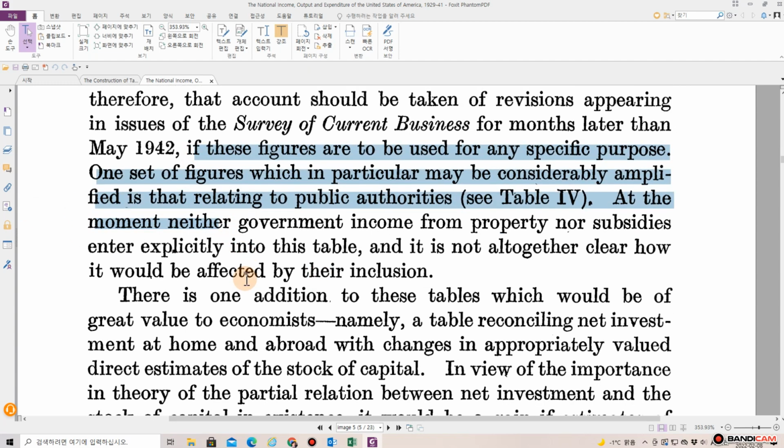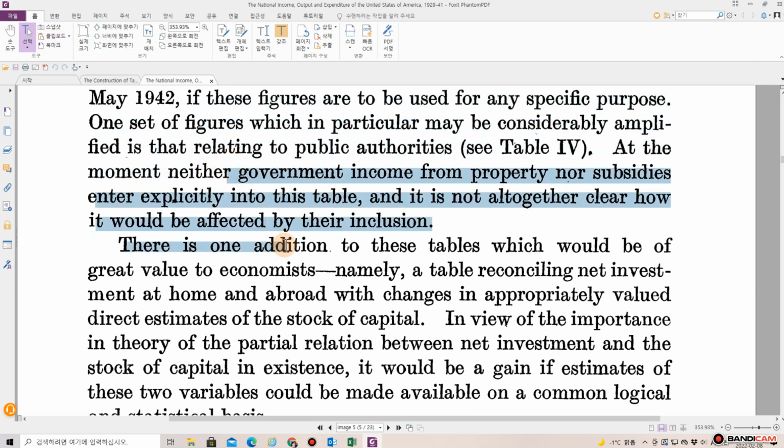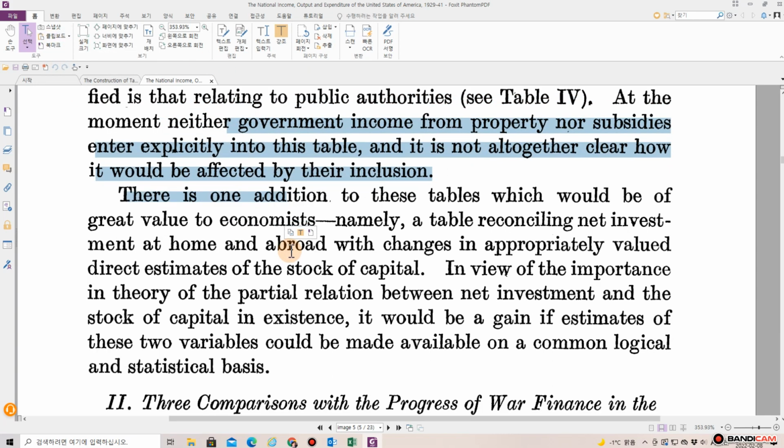The set of figures which in particular may be considerably amplified is that relating to public authorities, see Table 4. At the moment, neither government income from property nor subsidies enter explicitly into these tables, and it is not altogether clear how it would be affected by their inclusion.